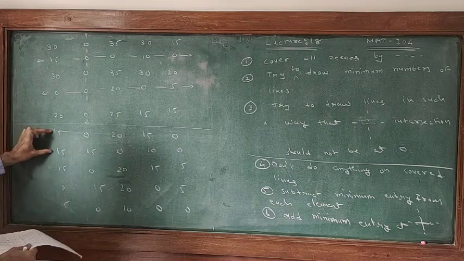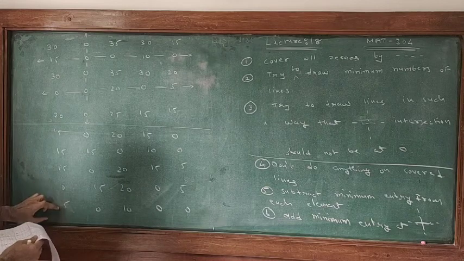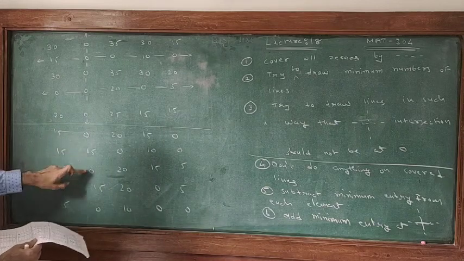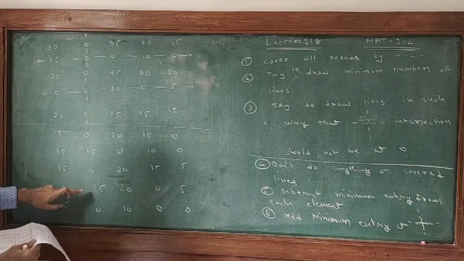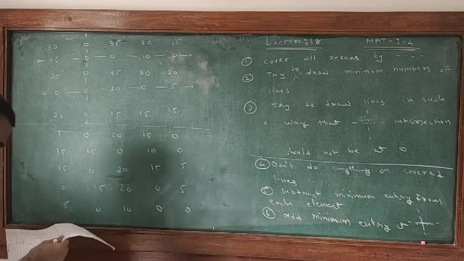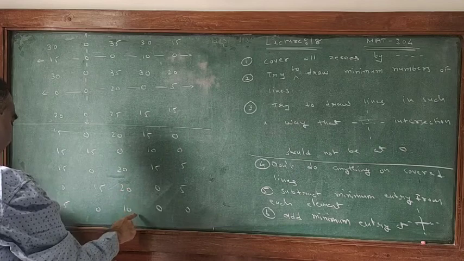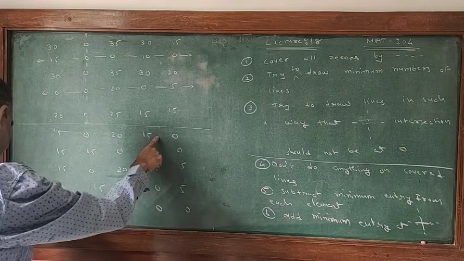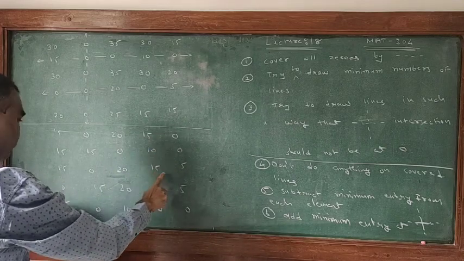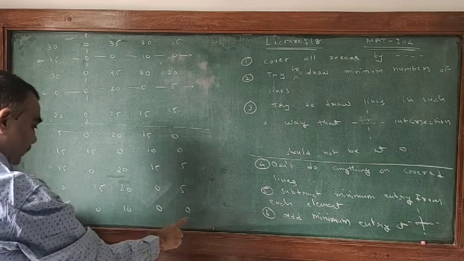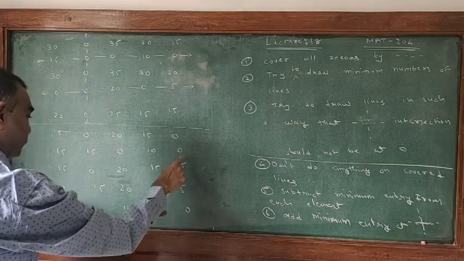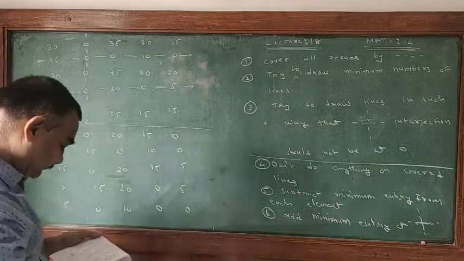Let's check: 15, 15, 15, 0, 5, 0, 15, 0, 15, 0, 20, 0, 20, 20, 10, 15, 10, 15, 0, 0, 0, 5, 5, 0, 0. Okay.